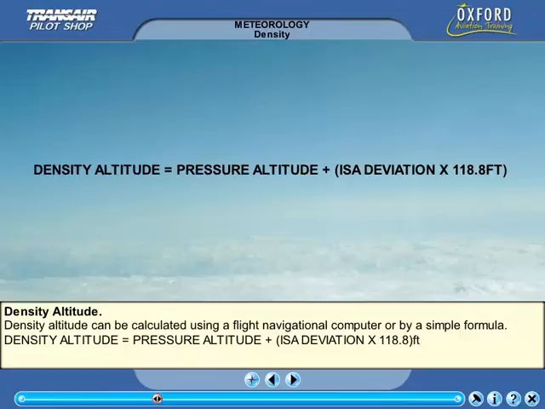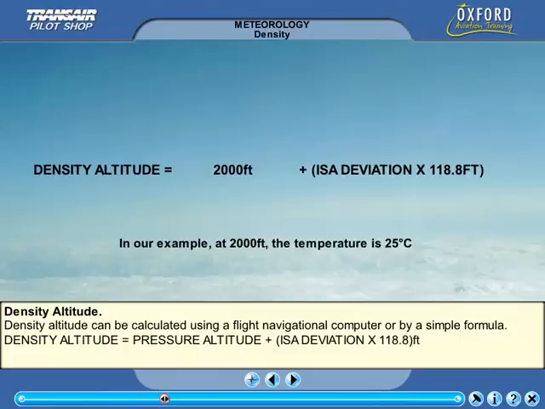Let us look at an example. Let us say the pressure altitude is 2,000 feet and the temperature is 25 degrees Celsius. This means the atmosphere is 14 degrees warmer than ISA. Therefore, the ISA deviation is plus 14 degrees Celsius. We now see that the density altitude is 3,663 feet.